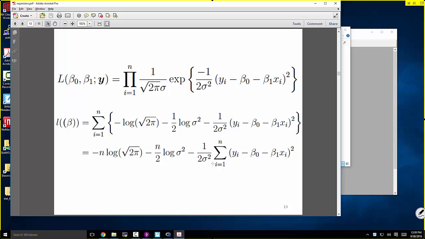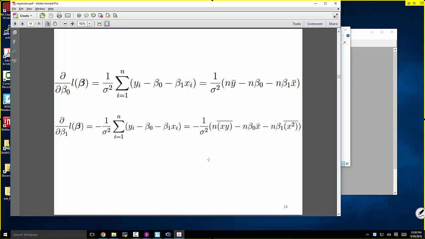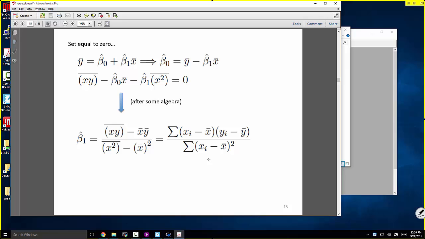So this is just what happens when you log transform. The last line there is the simplest version of it. We have a constant out front that doesn't have any of the parameters in it. We have something that has sigma squared in it. And then we have something that has the betas and sigma squared in it. So then to estimate the betas, we would differentiate that log likelihood with respect to beta 0 and differentiate with respect to beta 1. You would set both of those equal to 0 and solve the system for beta 0 and beta 1.